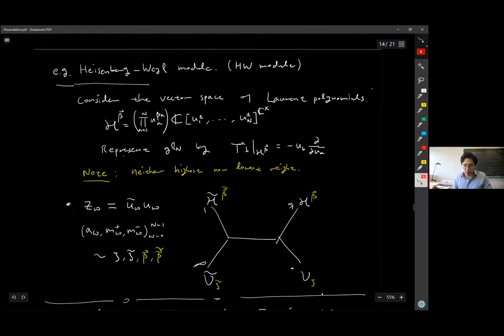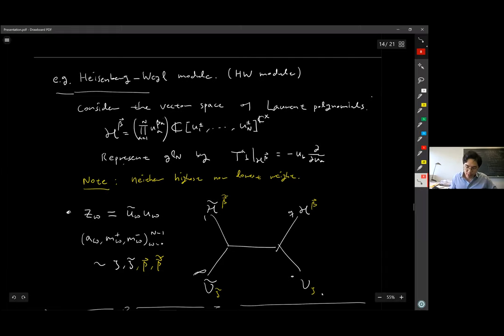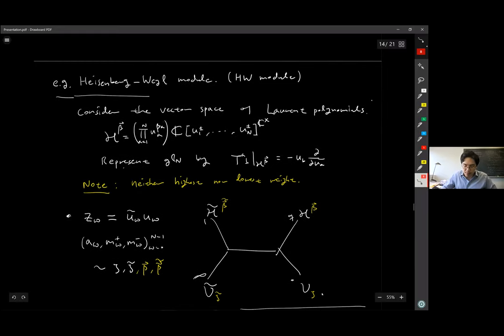So, long story short, the four-point conformal block gets matched with the vacuum expectation value of the regular defect in the 4D N equals 2 theory. And that's provided by the KZ equation. We show the vacuum expectation value of the regular defect satisfies the KZ equation.